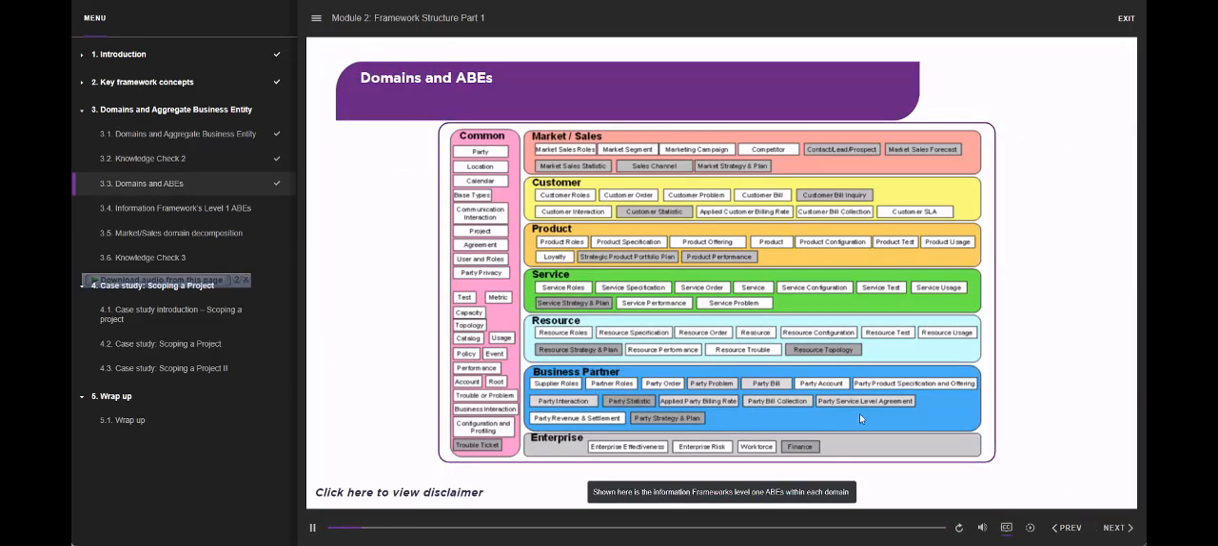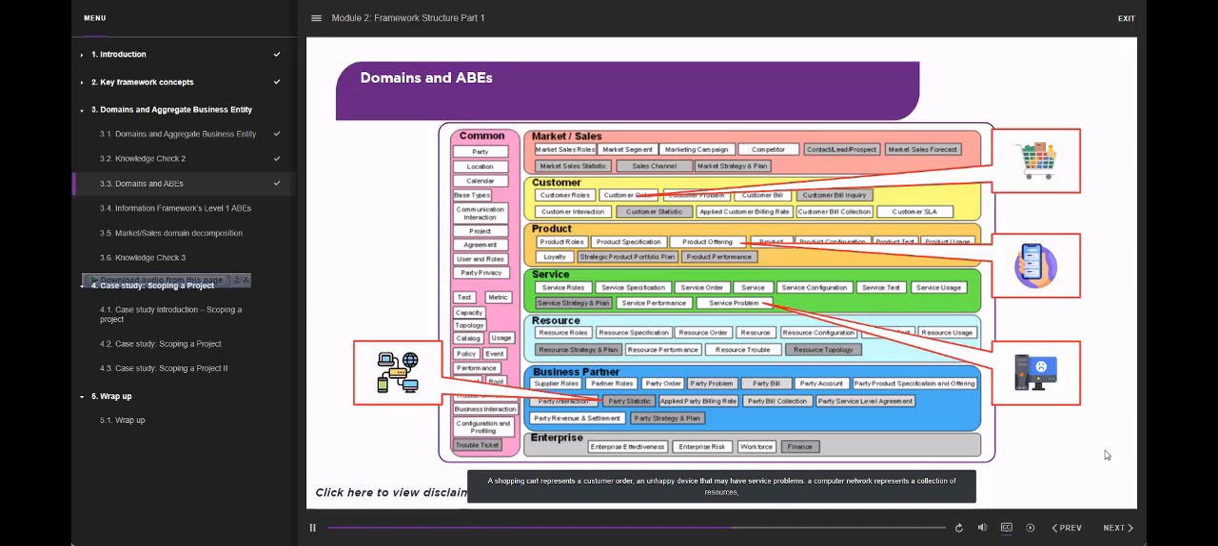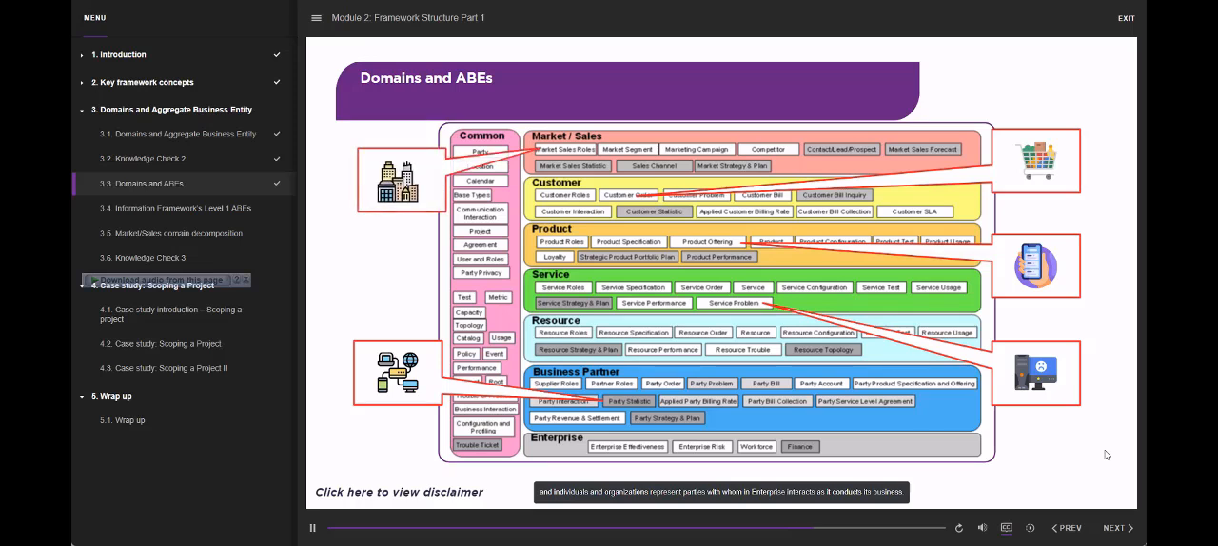Shown here is the Information Framework's Level 1 ABEs within each domain, together with some examples of the content of different ABEs. The cell phone represents the information associated with product offerings available to prospects and customers. A shopping cart represents a customer order. An unhappy device may have service problems. A computer network represents a collection of resources, and individuals and organisations represent parties with whom an enterprise interacts as it conducts its business. We'll look at this level of the information framework in more detail next.